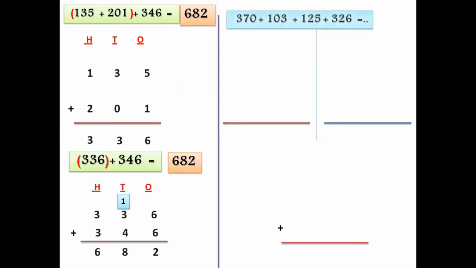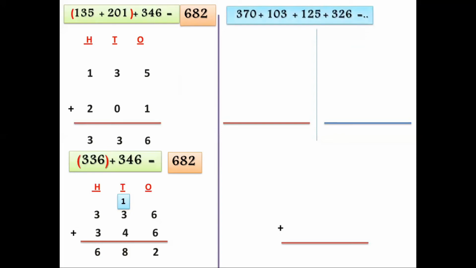Let's take another example. Here I want to get the sum of these four numbers, 370 and 103 and 125 and 326. If you look at this problem for the first time, you will think that is a very hard problem. And how can we get the sum of these four numbers at the same time? Here in this problem, we will solve it in 3 steps to make it easier to solve. Let's see how can we do this.